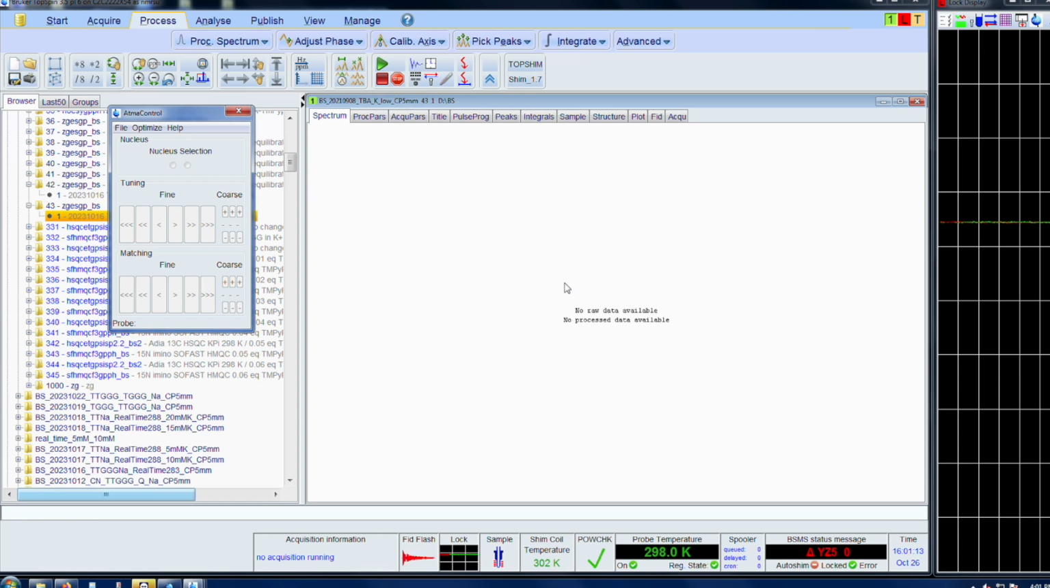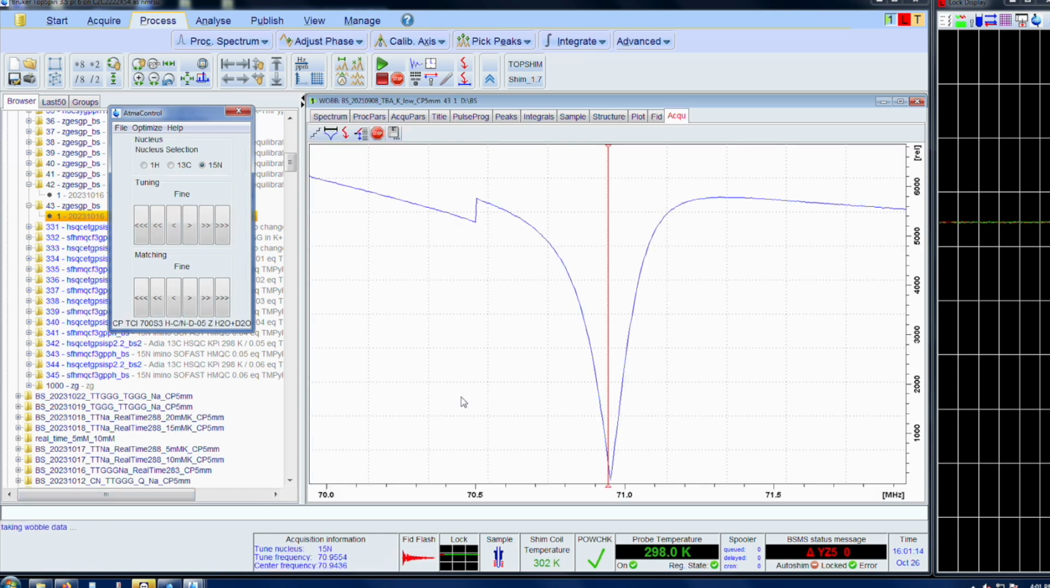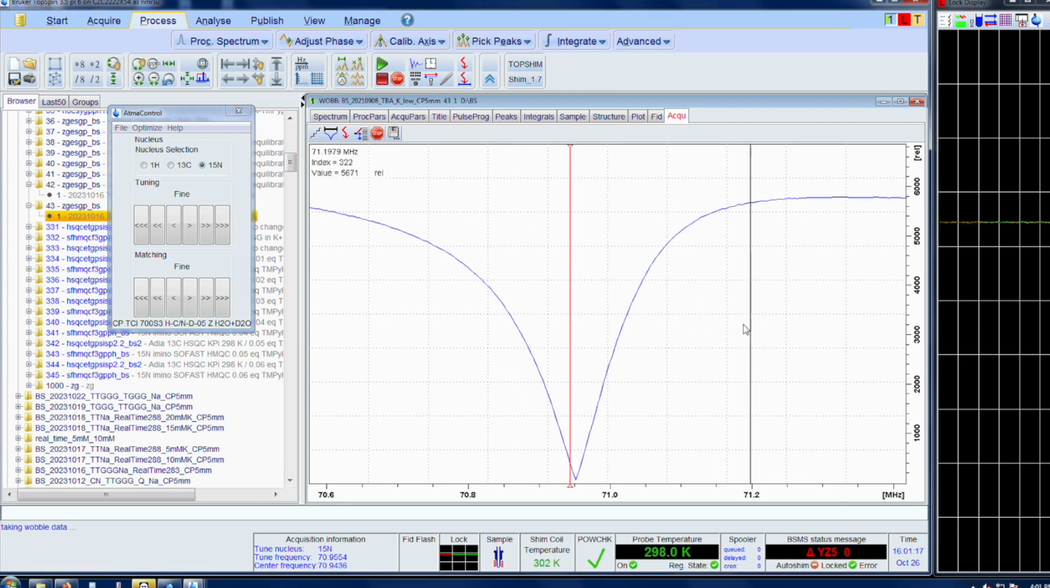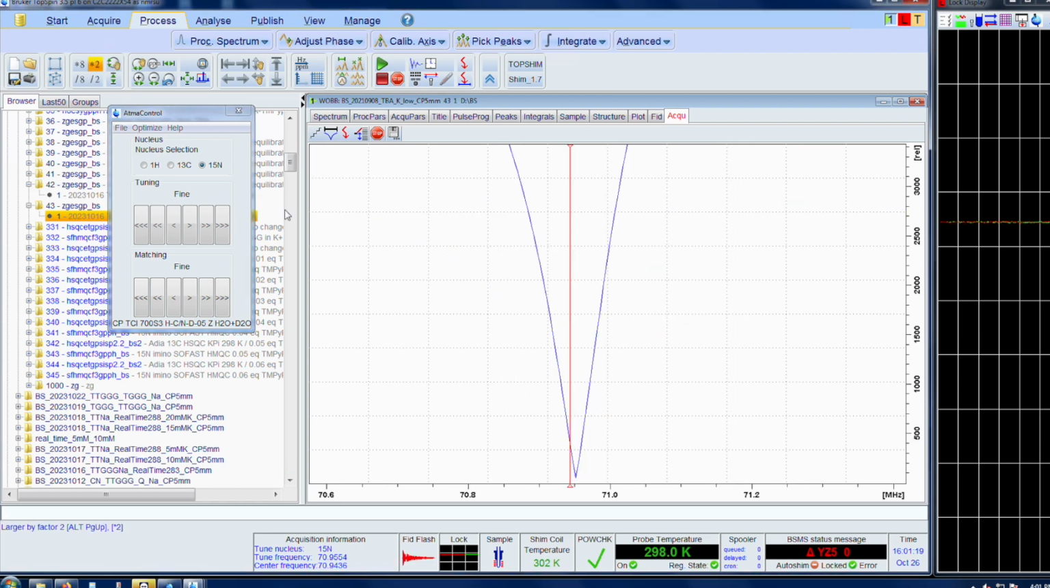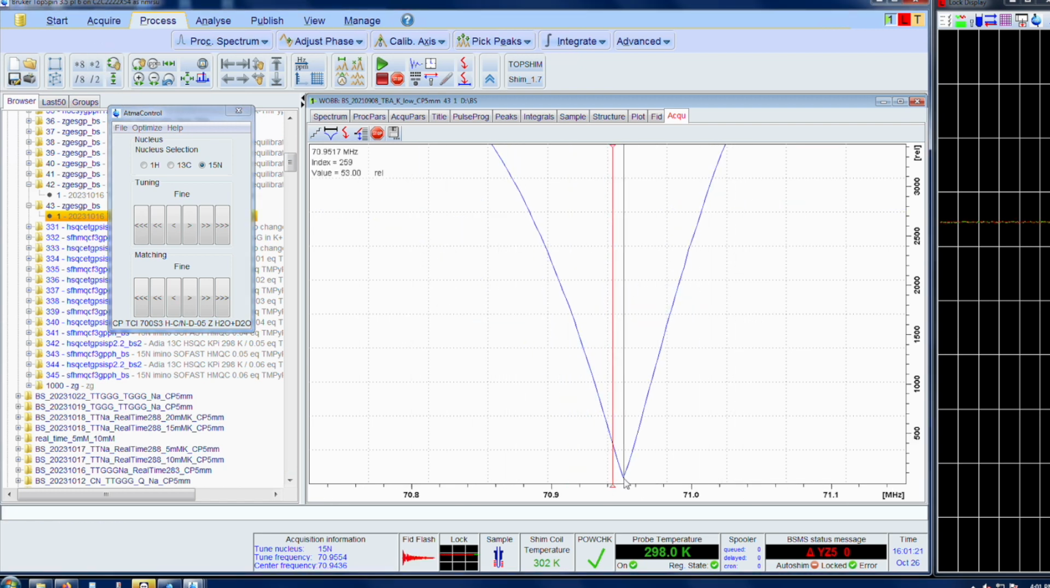Once that is done and the FID flash starts to come, you see a dip that is expected. What we are trying to do here is match the edge of the V to the red line. The red line indicates the Larmor frequency position of nitrogen given the V0. And there are two parts here, matching and tuning.